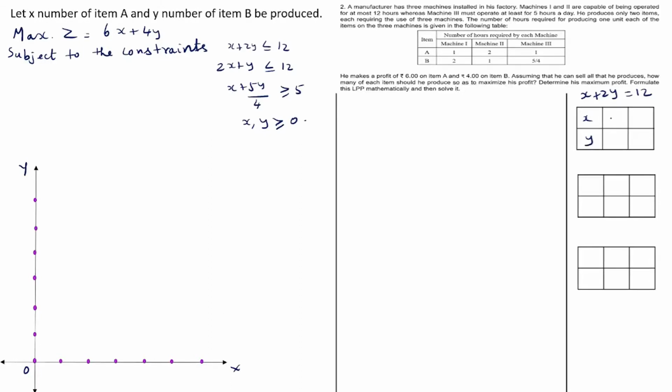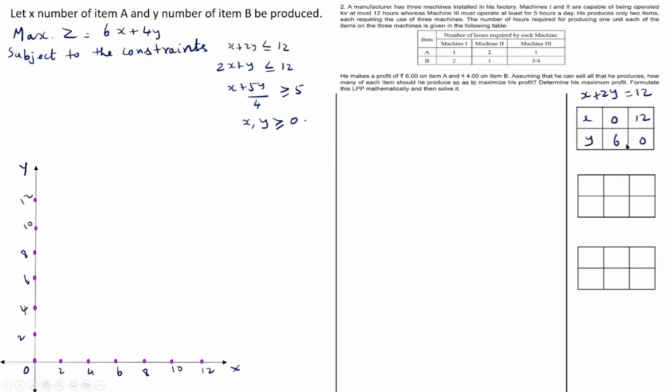we need to have the 2 points which is required to draw this line. So if we take x as 0, then y will be 12 by 2, it is 6, and if we take y as 0, x will be 12. Now let us plot these points on the graph and draw the line corresponding to x plus 2y equal to 12. So here let us mark 2, 4, 6, 8, 10, 12. Here also 2, 4, 6, 8, 10 and 12.